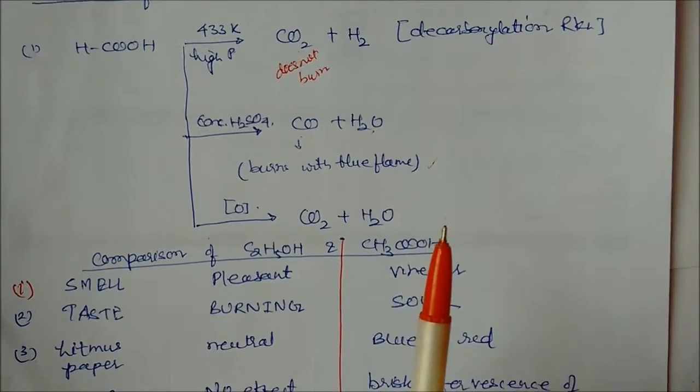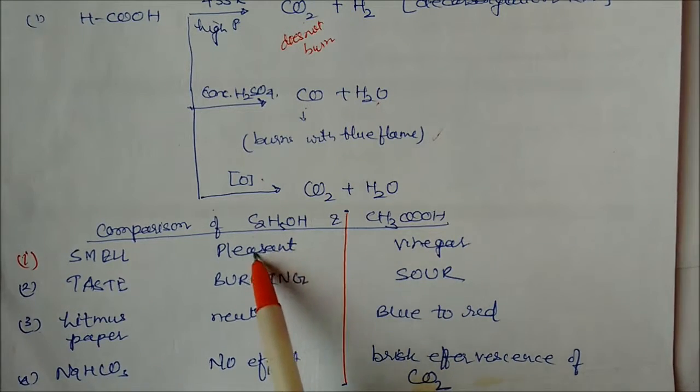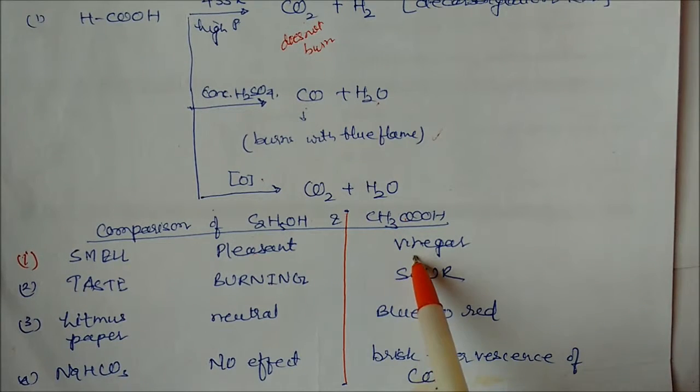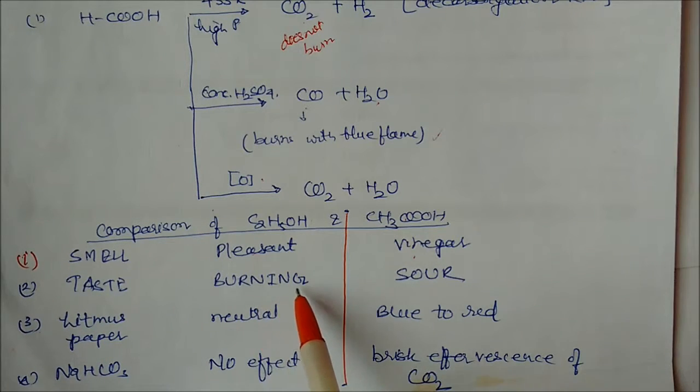Now we see a comparison of ethanol and ethanoic acid, how we can compare them. Smell-wise, ethanol has a pleasant smell, but ethanoic acid has a vinegar smell. Taste-wise, ethanol has a burning taste, but acetic acid gives a sour taste. With litmus paper, ethanol is neutral, so there is no effect on litmus paper, but acetic acid converts blue litmus to red.